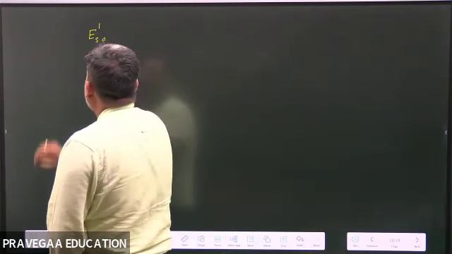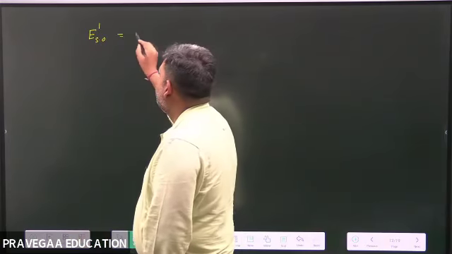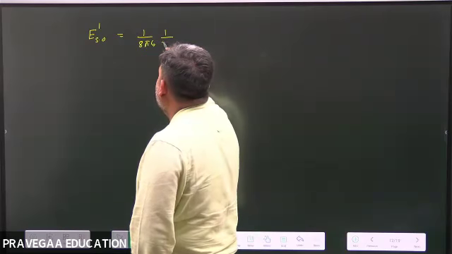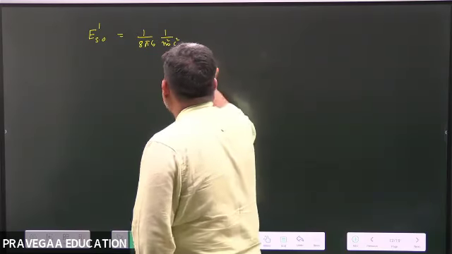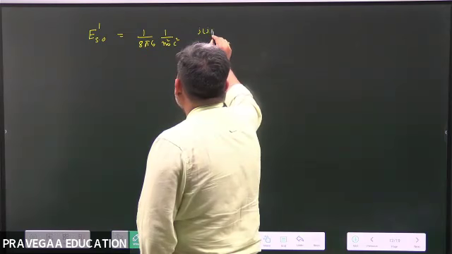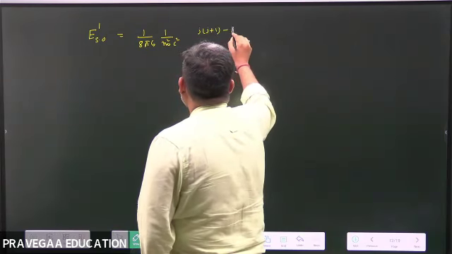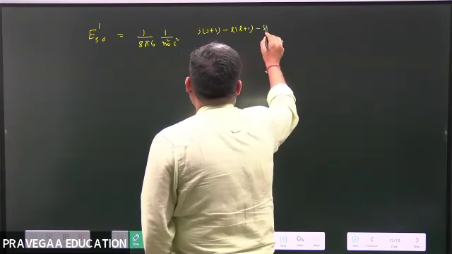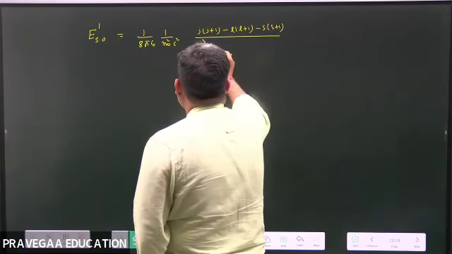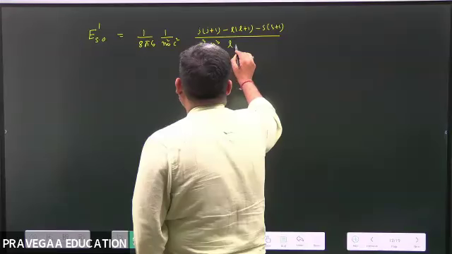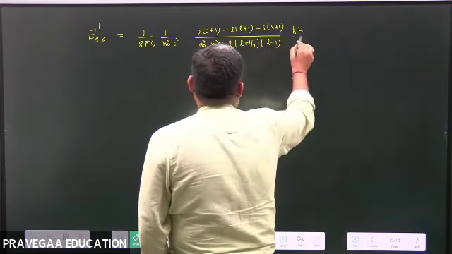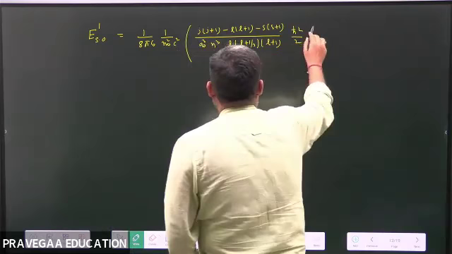spin orbit of the order, first order correction, and this value is equal to 1 upon 8 pi epsilon naught, 1 upon m naught square c square, and what is the upper part? j into j plus 1 minus l into l plus 1 minus s into s plus 1, by a naught cube n cube l into l plus half, l plus 1, and we have h cut square by 2. So this is the whole scenario.